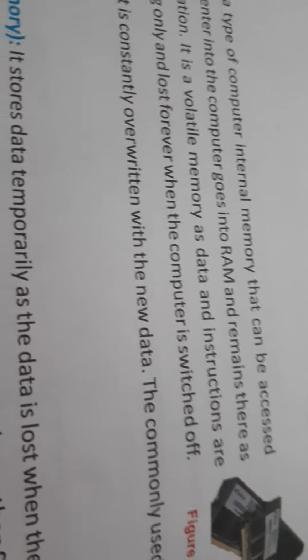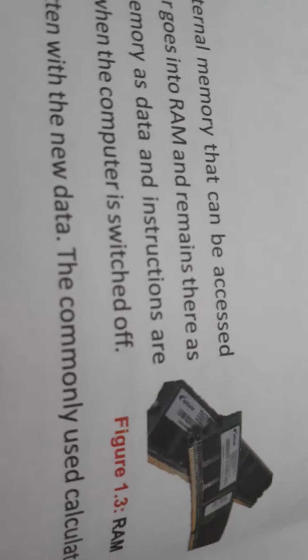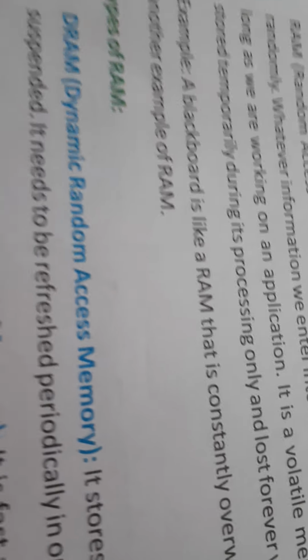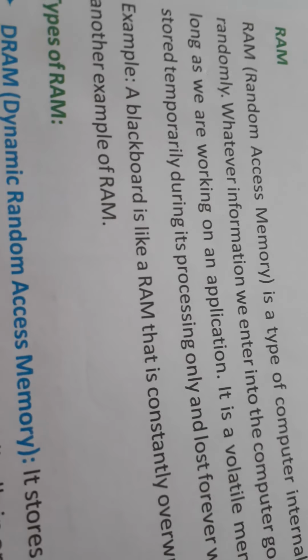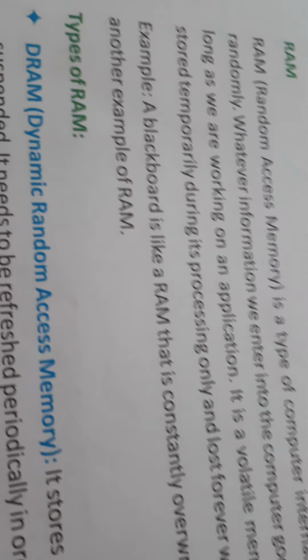A blackboard is like a RAM that is constantly overwritten with new data. The commonly used calculator is another example of RAM. Why is a blackboard RAM and the calculator known as RAM? Because we can use our RAM every time with new data. It means we can overwrite the RAM.